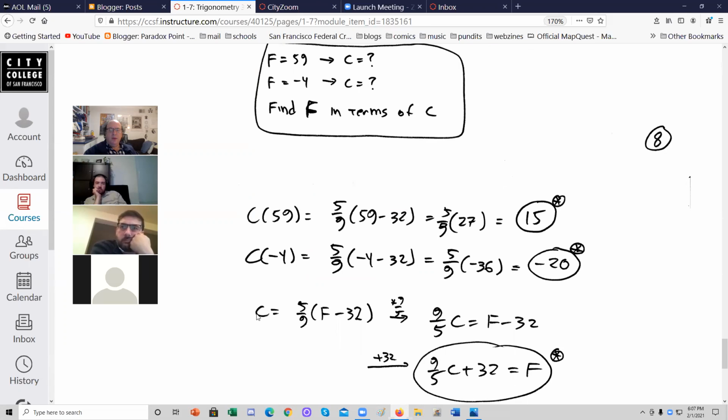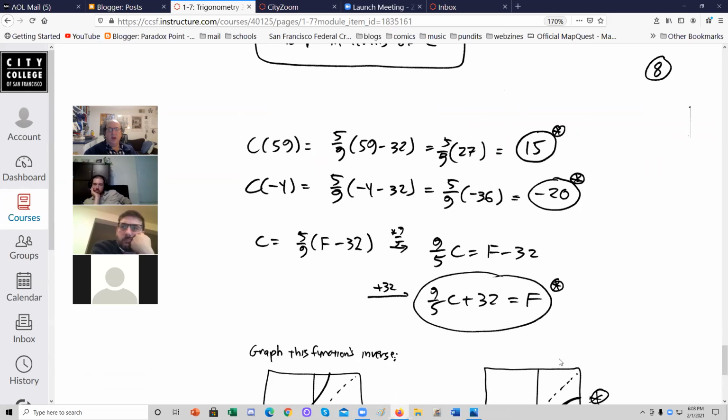Now, to find F in terms of C. Let's first undo the 5/9 by multiplying both sides by 9/5. It cancels on the right, and on the left you get 9/5 C. That equals F minus 32. Then to isolate F, we add 32 to both sides, and here's the formula: 9/5 C plus 32 equals F. This is Celsius to Fahrenheit.